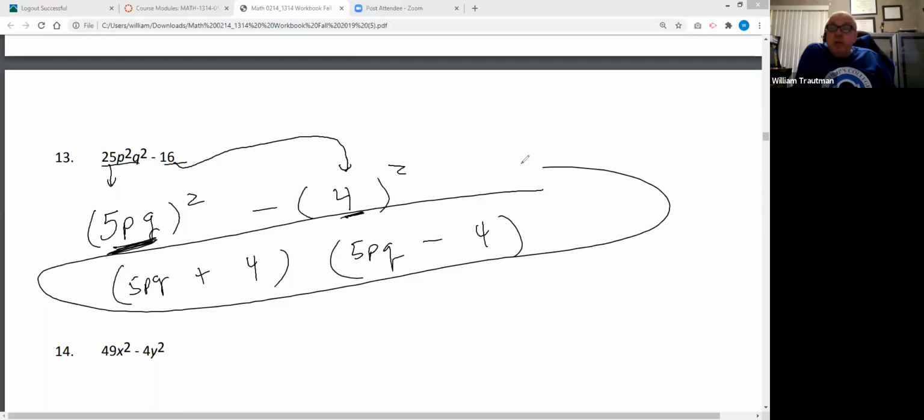That's it. How many people like factoring two terms? Yay.